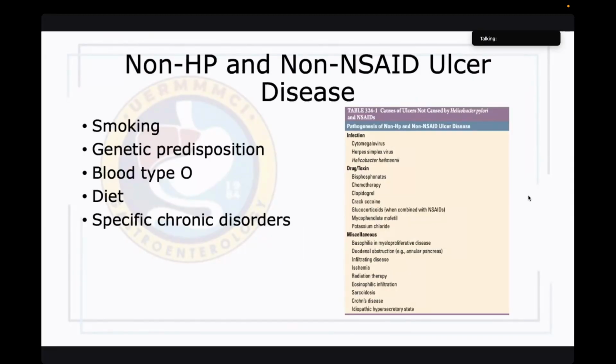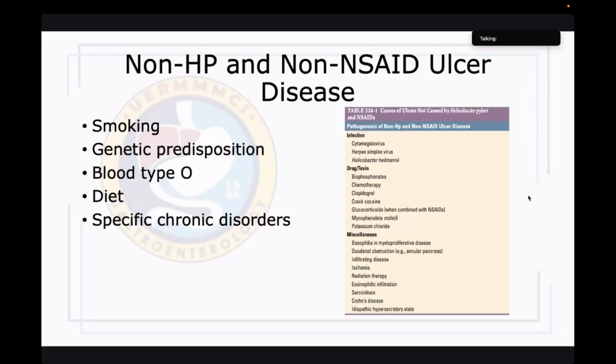H. pylori and NSAIDs are involved in the majority of PUD cases, so if neither H. pylori or NSAID is involved, we look for other possible factors. Smokers have been found to have ulcers more frequently than non-smokers, and the risk of PUD increases with increasing pack years of smoking. There are also studies that suggest that individuals with a family history of peptic ulcer disease are also more likely to develop ulcers.